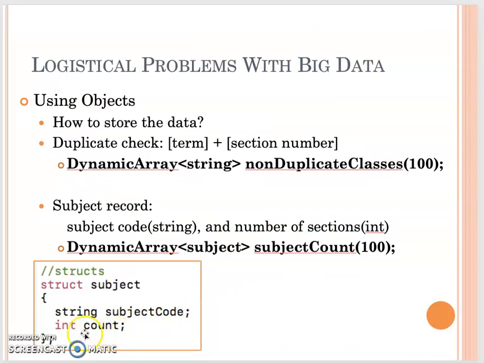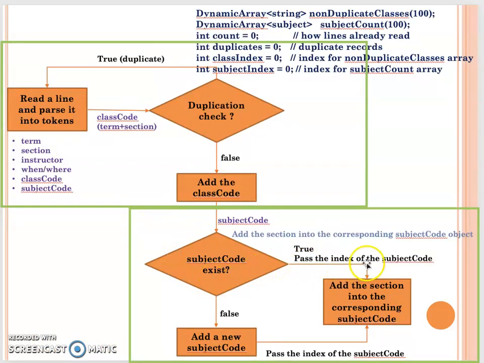So then you have your count. If I find which object is for my subject code, I just need to increment this count. So that's here if we find the subject code object. If we find that, quickly just add that.